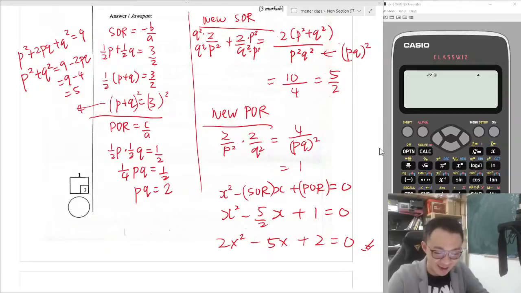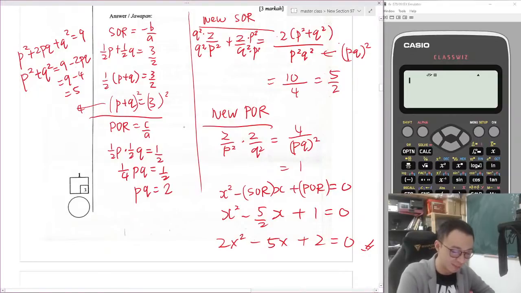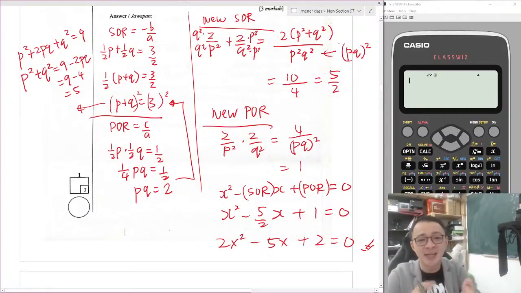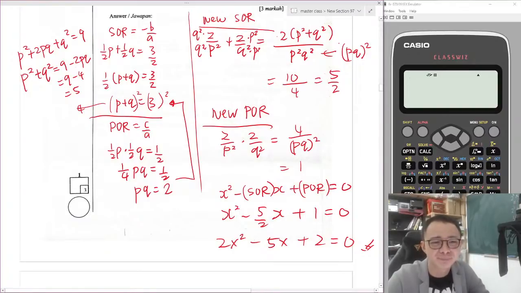So yeah, I know some of you might do the substitution, like substitute P into the Q. Yeah, you can do the substitution here. Then you will find out P, and then you will find out the value of Q, and only then you do the new sum of roots and new product of roots. Both methods are fine here. Right, so about the method on how to study effectively, we'll discuss after this. So let's move on to the next one.